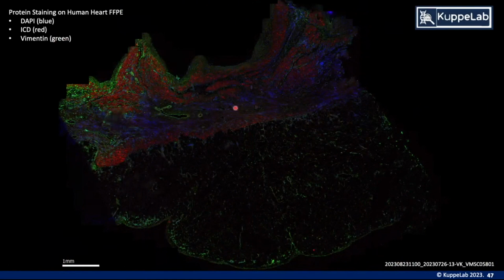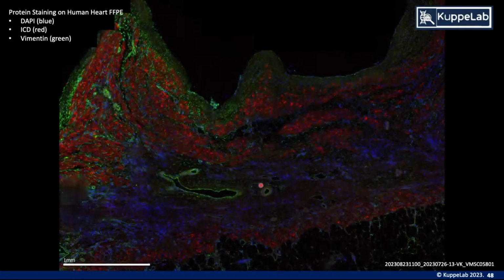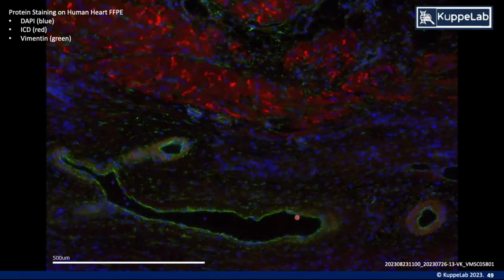Here I would like to share with you a staining we established for the human heart in FFPE using vimentin and a staining for the intercalated disc of the human heart. This is again a cross-section where you here see the epicardial and here the endocardial area. If we move in, we can see that the vimentin nicely also stains these different fibroblast populations and some endothelial cells. This is what you see here.